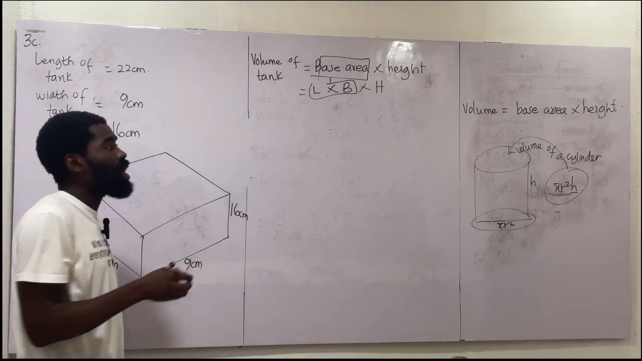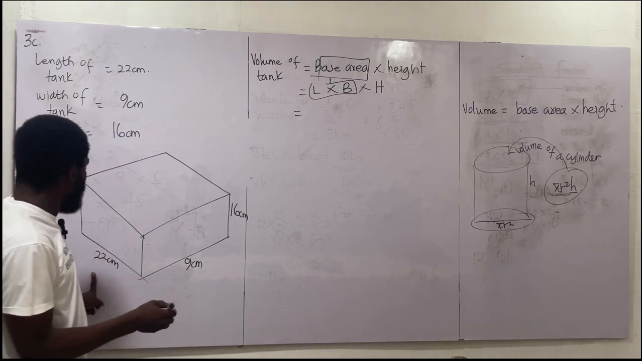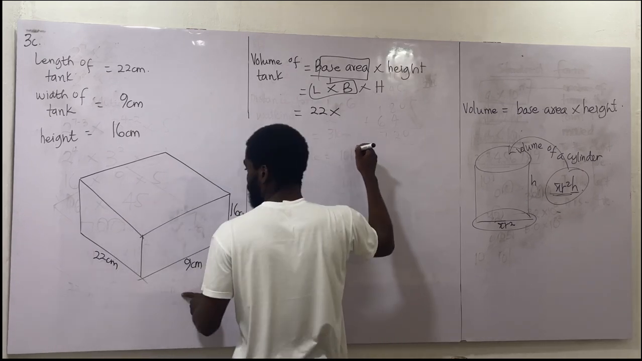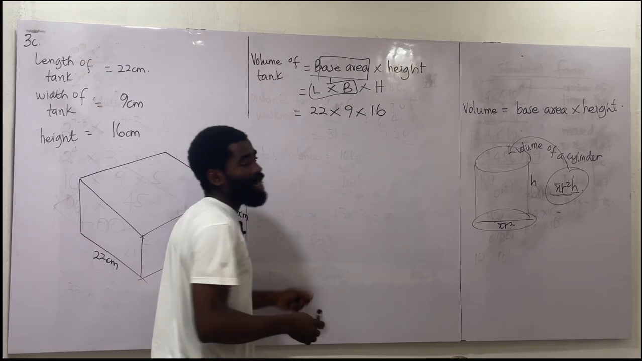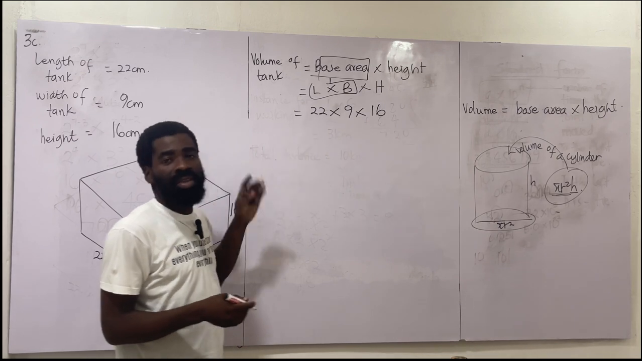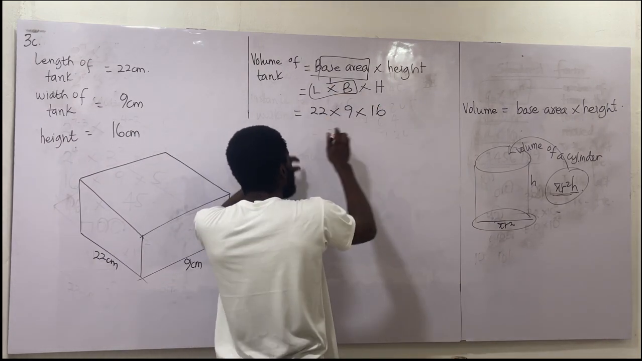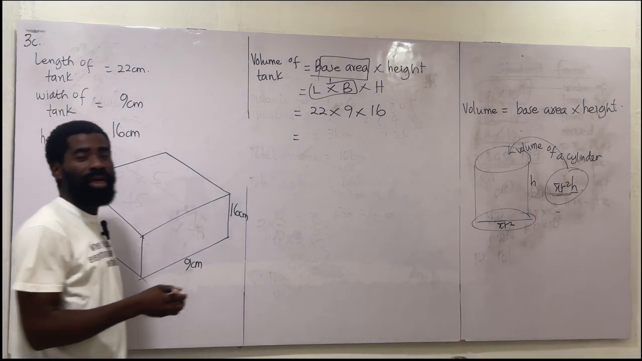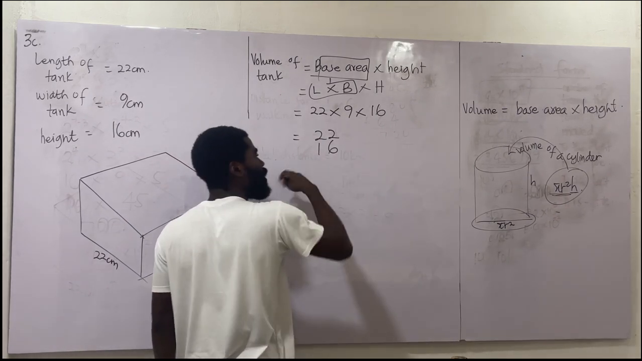Now, per the question, what do we have? So our volume becomes 22 times 9 times 16. Note that multiplication is commutative. So if you change the position of the values, it's the same. You are not mandated to write length first, you can take any order, but the answer becomes the same. So let's multiply this and see. I multiply 22 by 16, then by 9.